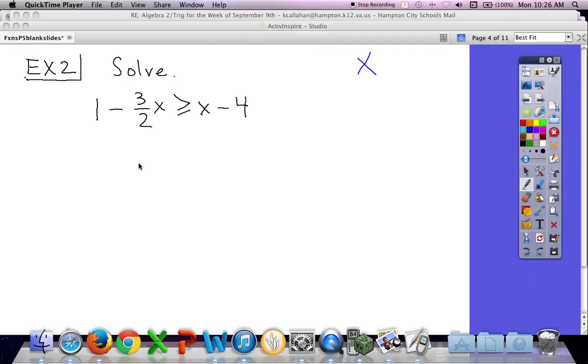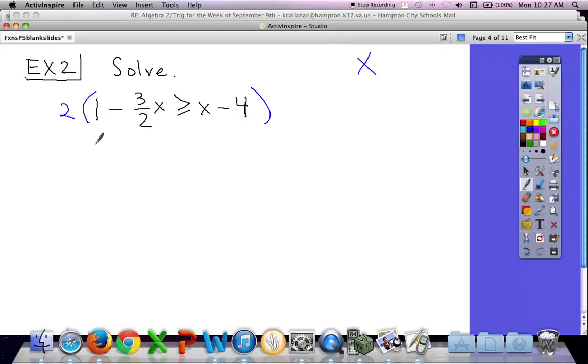In this case, there's only one denominator, right? That's 2. So basically, before we start, let's multiply everything by 2. Now we've got 2 minus 3x is greater than or equal to 2x minus 8. No more fractions. Okay, there's no other simplifying that we can do. So what should I do as the next step?